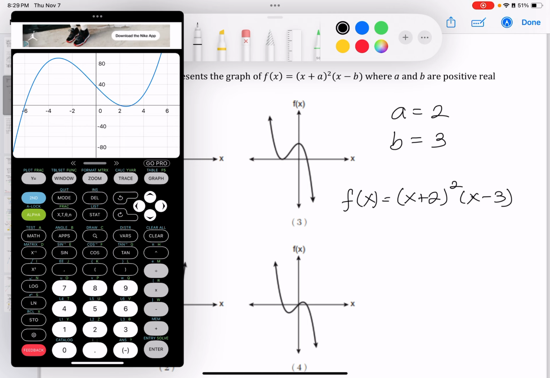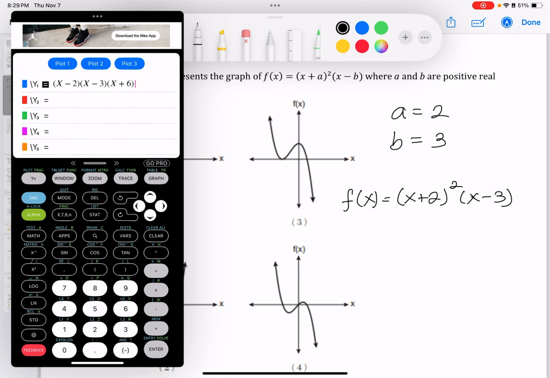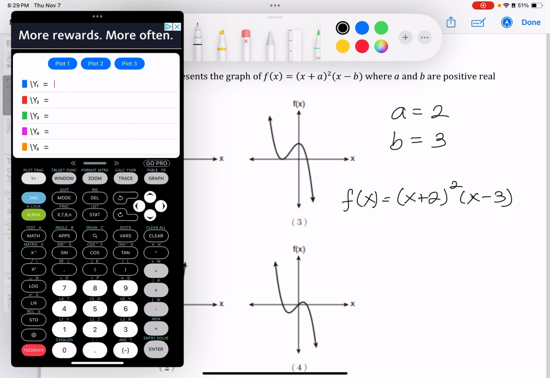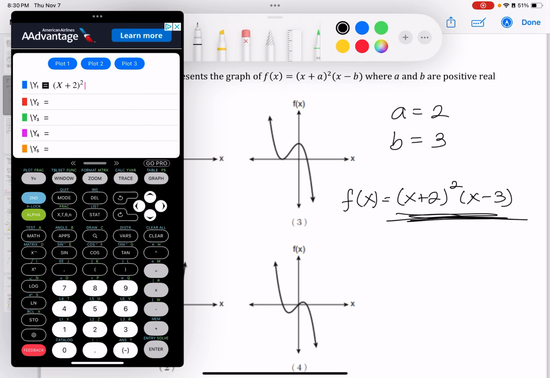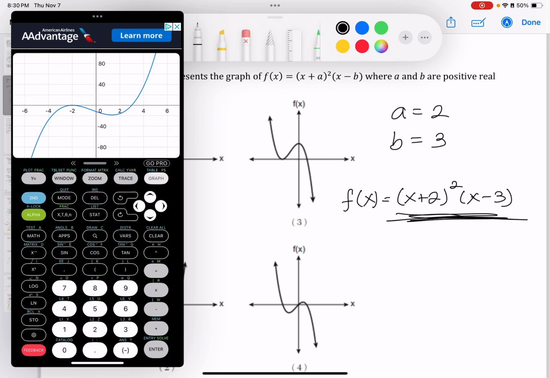So now let's clear the graph. We can go to y equals. Let's clear this. Let's enter this into our y1. So that's going to be (x plus 2), close parentheses, squared, times (x minus 3), close parentheses, hit graph.